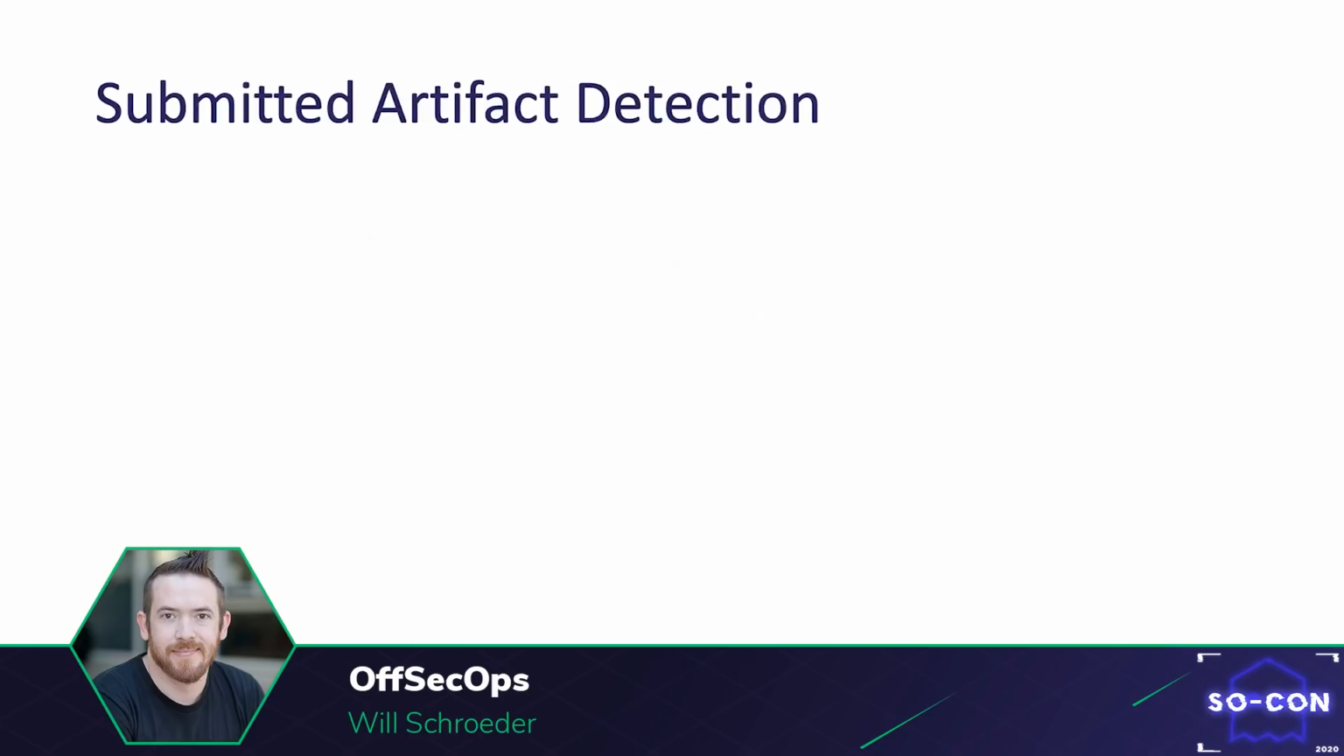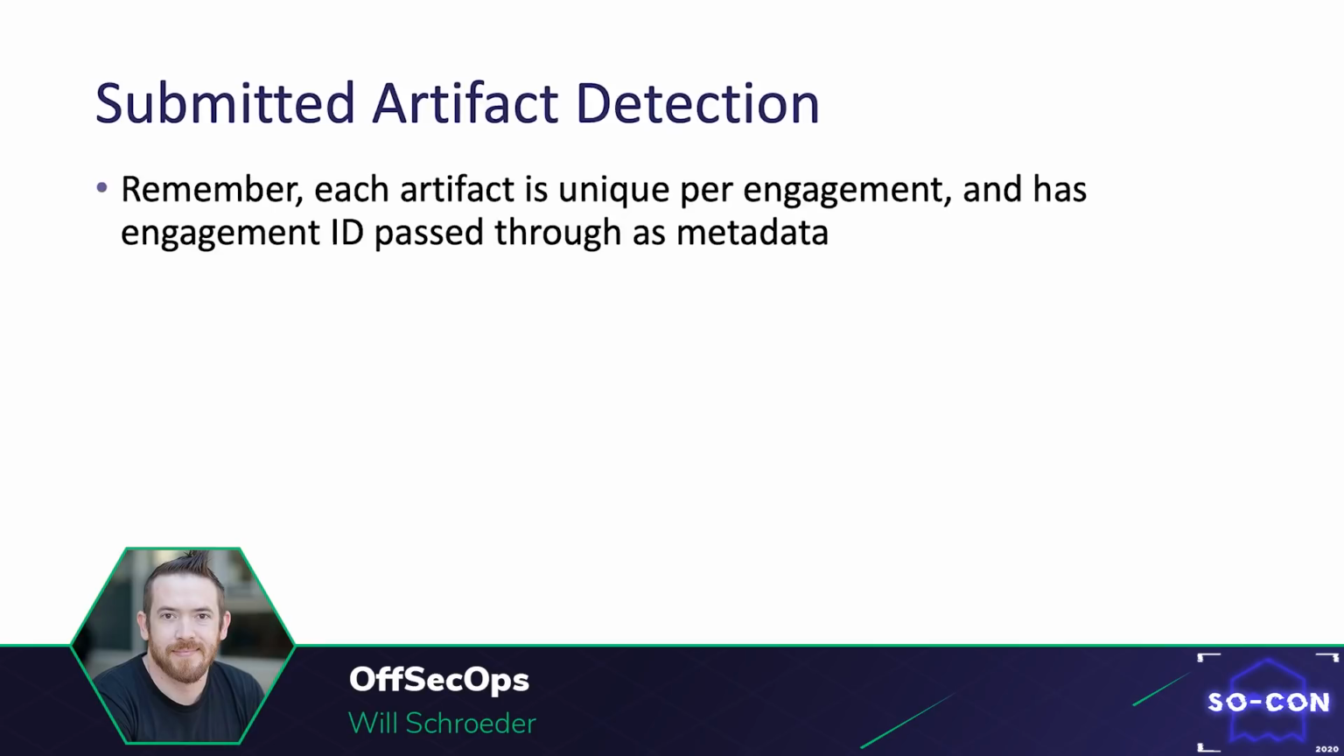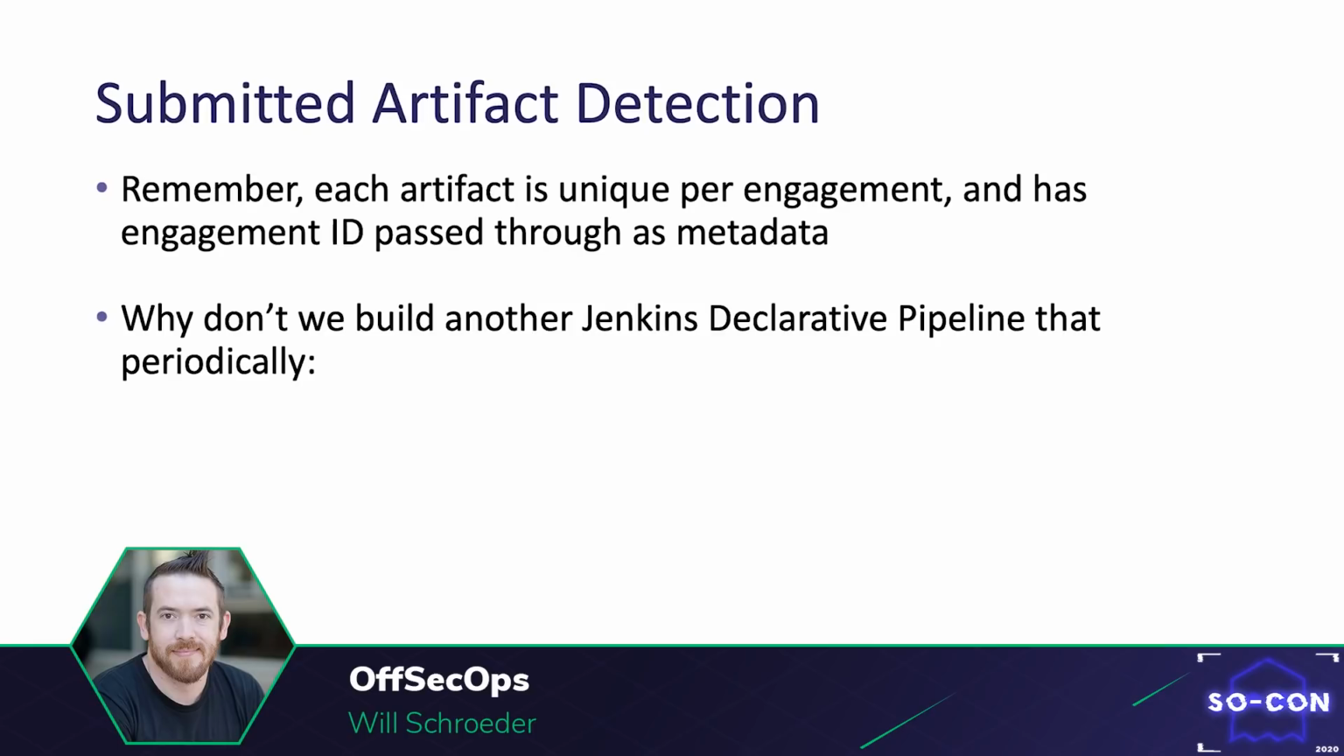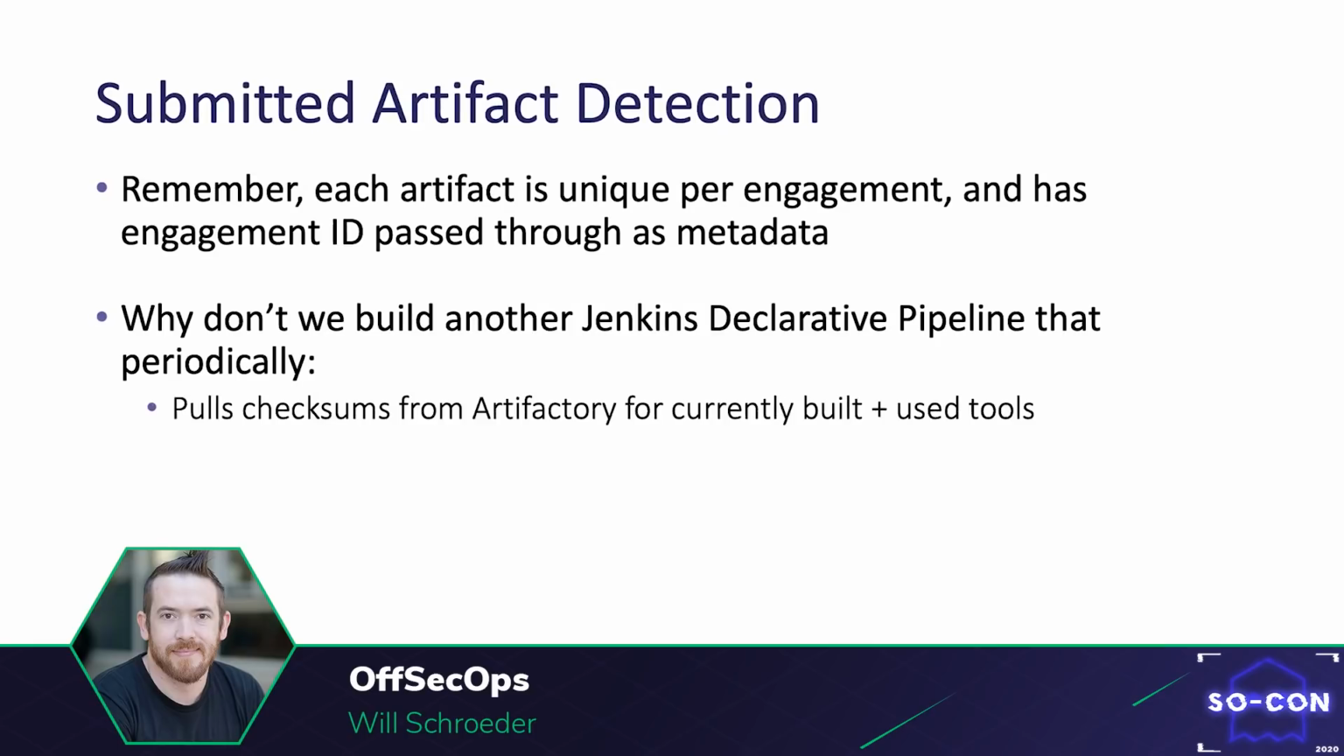So, submitted artifact detection. Remember that each artifact we're building is unique per engagement. Every single time every project is built, the resulting artifact will be unique from a checksum or hash standpoint. We also have that engagement ID that's being passed through as metadata from the Jenkins meta build to the Jenkins project build, passed through when it's actually registering the artifact in Artifactory.